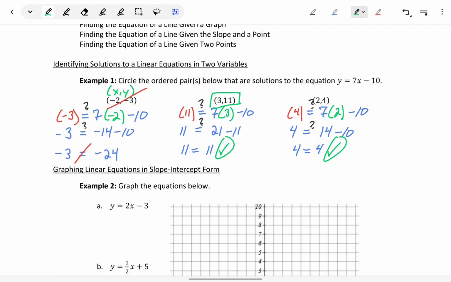And in fact, any linear equation in two variables has an infinite number of solutions. There are an infinite number of xy pairs, and we can represent that infinite number of solutions by graphing that line. And that's what we'll move on to next.